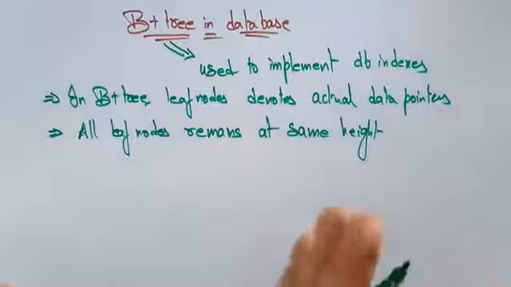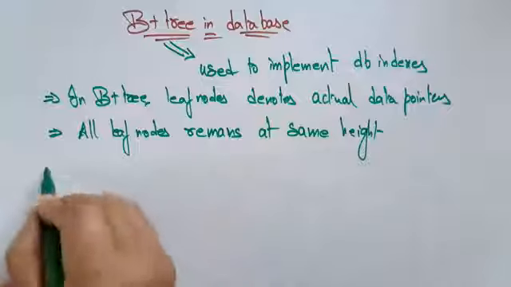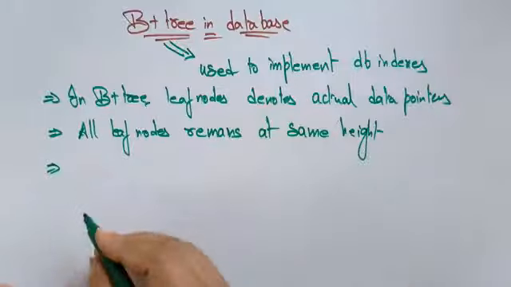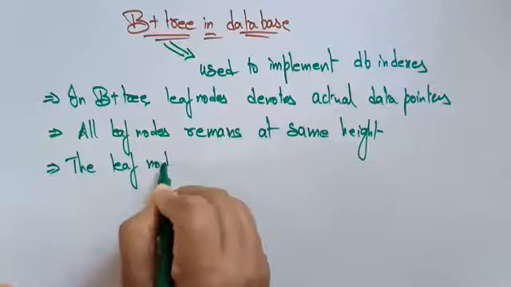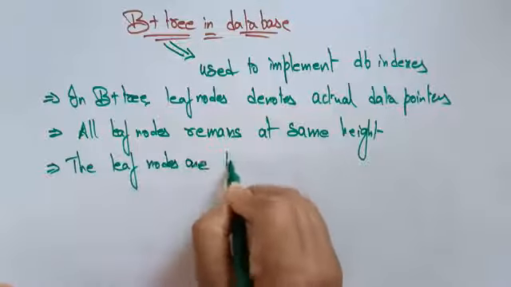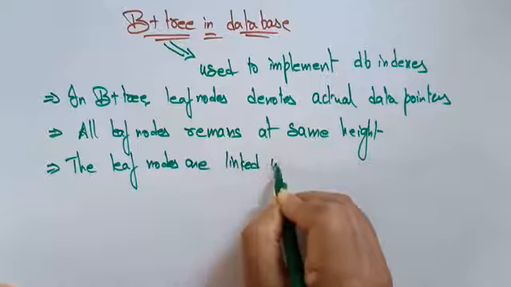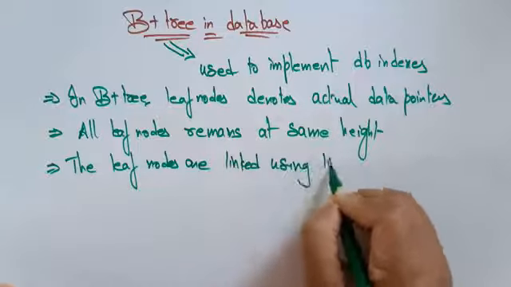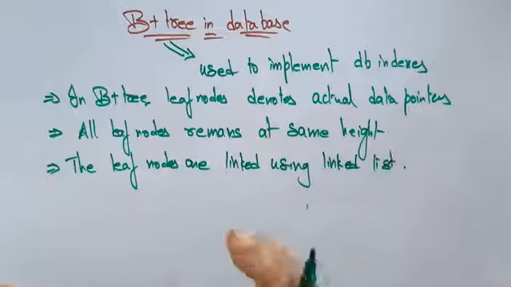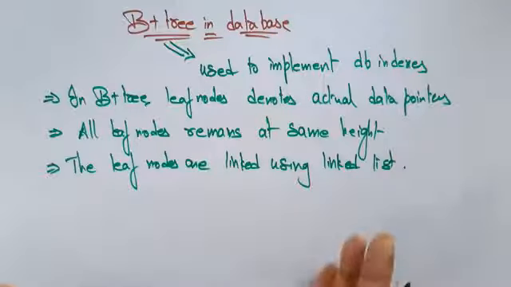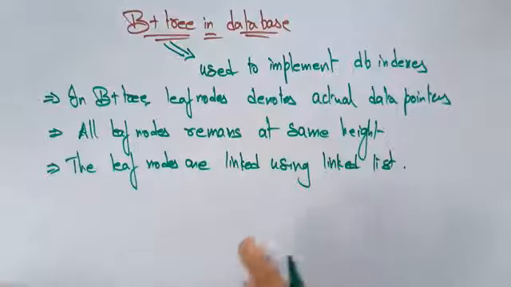The leaf nodes are linked. Here is one more concept compared to B trees: in B plus trees, the leaf nodes are linked using a linked list. Therefore, it can support random access as well as sequential access. Not only sequential access, it also supports random access.